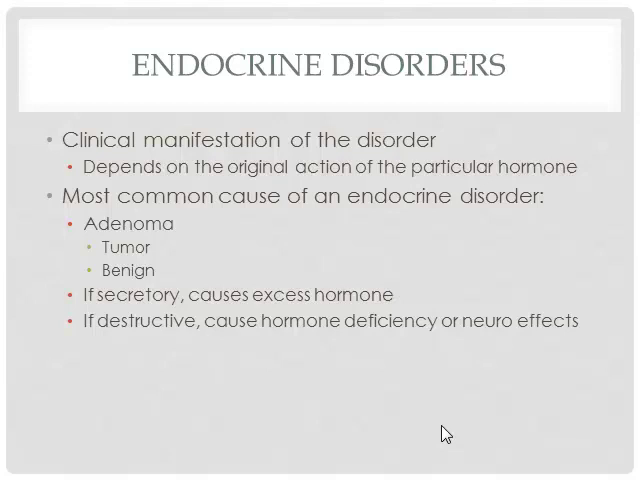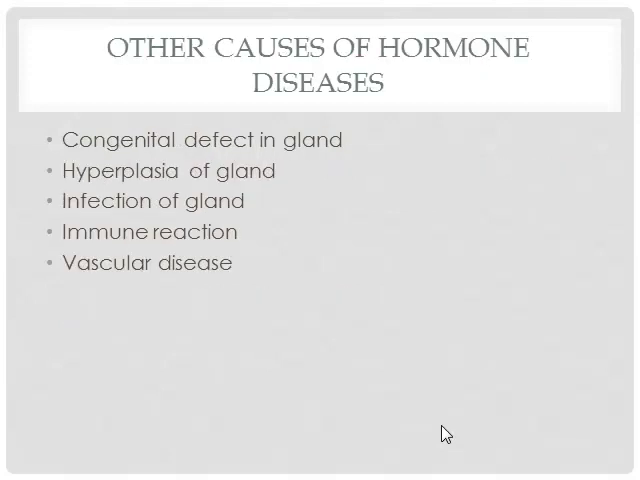So the most common cause of endocrine disorder is going to be an adenoma, and so that would be a tumor, and it could be a malignant or a benign tumor. Okay. If there's a secretory problem, then we wind up with excess hormone. But if we have a destructive process, so for example, if the tumor is pushing on the gland, then that might cause a hormone deficiency or neurologic effects. And we'll see this in a couple of different conditions as we get to the end here, related to twitching and tetany. Other causes of hormone diseases might be a congenital defect of the gland itself that's producing the hormone.